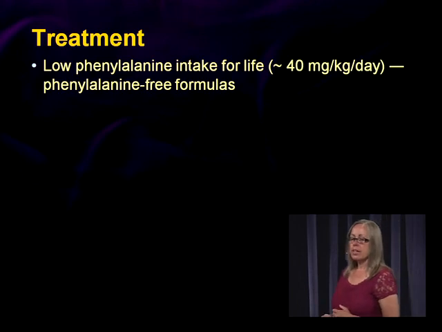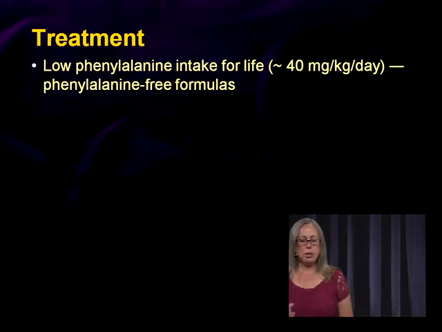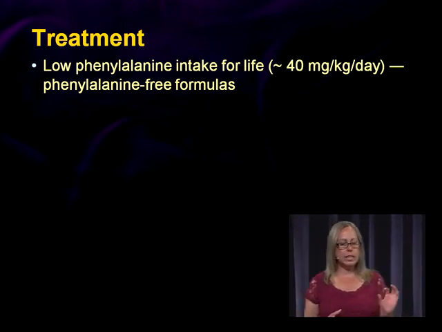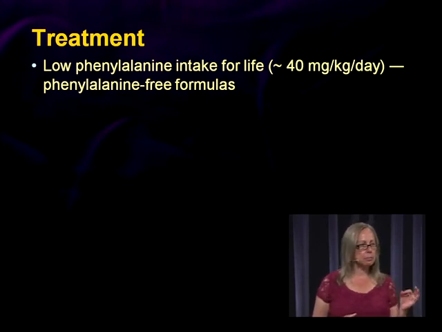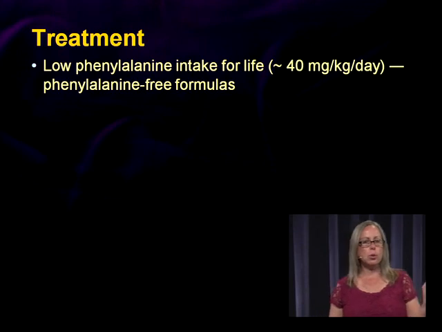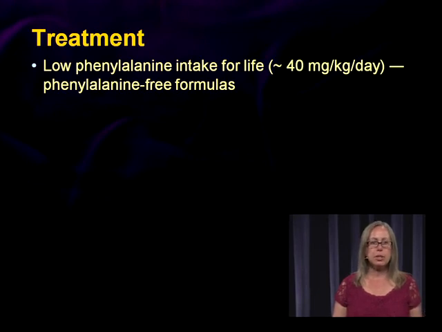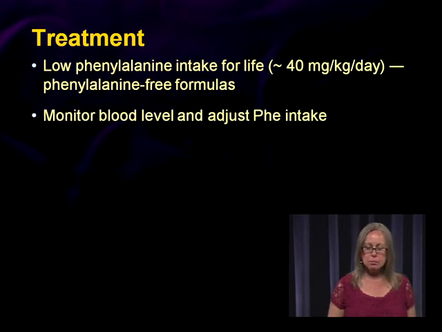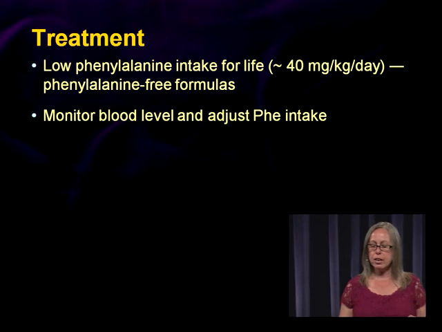So we do a low Phe intake for life. It's about 40 mg per kg per day, and you use a phenylalanine-free formula, like Phenyl-Free. And what it does is give you all the rest of your amino acids back without giving you phenylalanine. We used to take kids off of diet when their brain was done maturing at about age 8, and we were wrong. Your brain does not stop maturing. We now recommend that you stay on it for life. So it is a lifelong diet. We monitor their blood level and adjust their Phe intake accordingly.